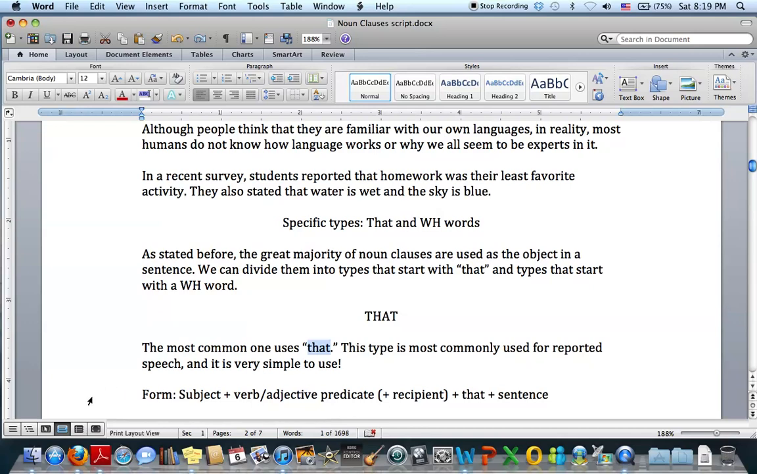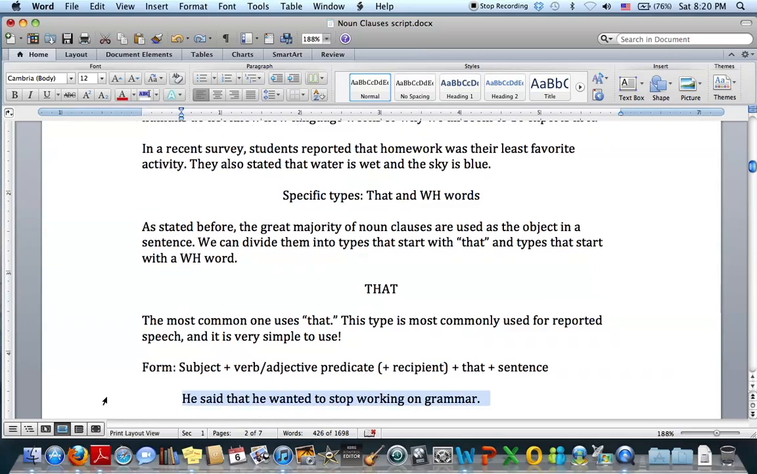Okay, so here's the form. We end up with subject plus verb or adjective predicate. Don't worry if you don't know what an adjective predicate means. Basically, it just means like the to be verb plus an adjective, right? Like be smart, be tall, be happy, whatever else the case might be, right? That's what an adjective predicate is. Now, that's what this means when we have parentheses here, we might have a recipient in there. We don't have to necessarily. And then we'd have that, and then we have a sentence. Okay, well, that's a nice little form and everything right there. That tells us nothing. Let's see some actual examples of that.